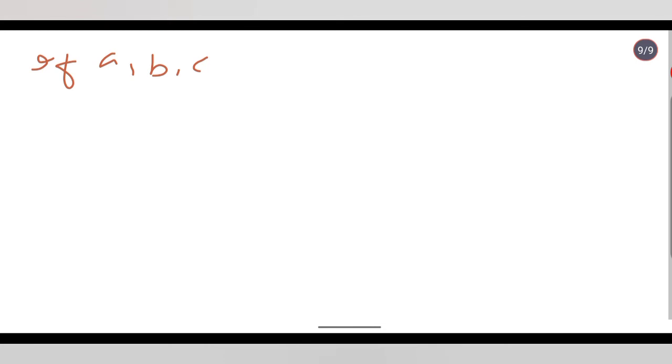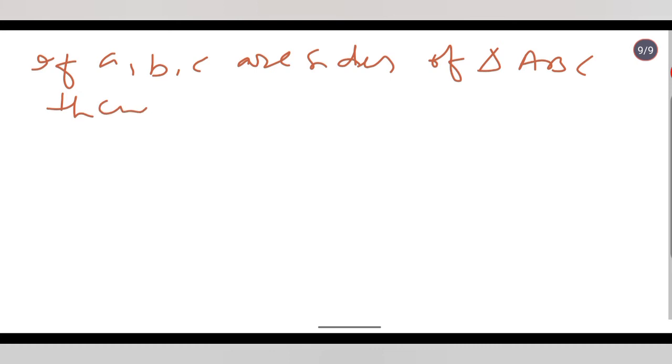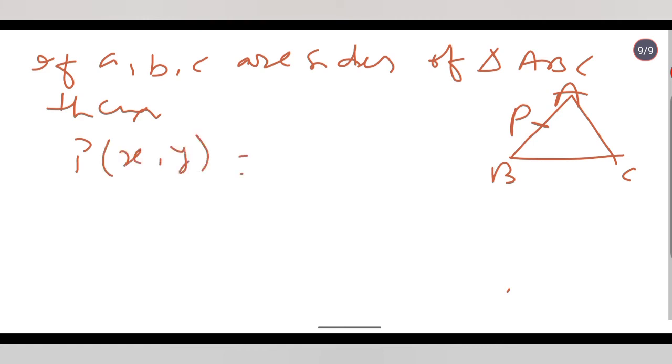Now if A, B and C are the vertices of triangle ABC, then the midpoint of the line joining, suppose, the two points, जैसे इनके midpoint अगर सपोज करते हैं ये P है, तो P की जो हमारी वैल्यू होगी, P(x, y) will be (x1 plus x2) by 2 and (y1 plus y2) by 2. Okay.